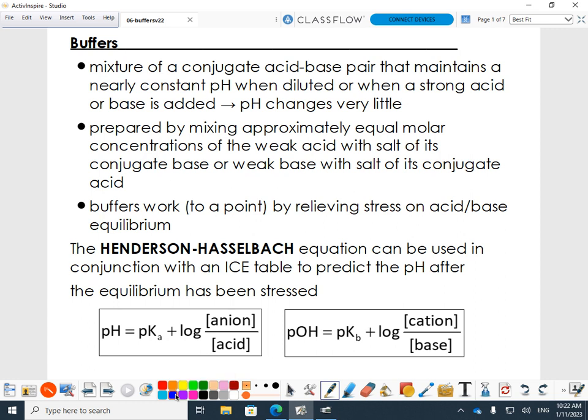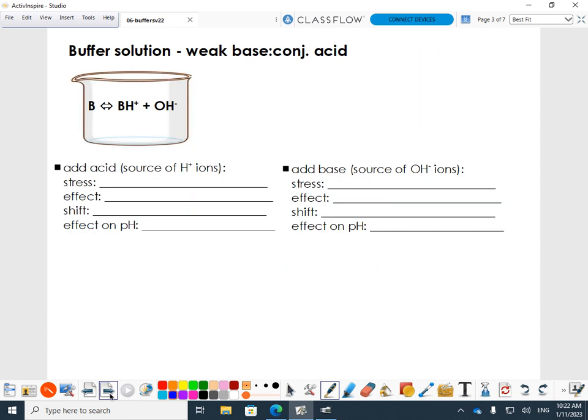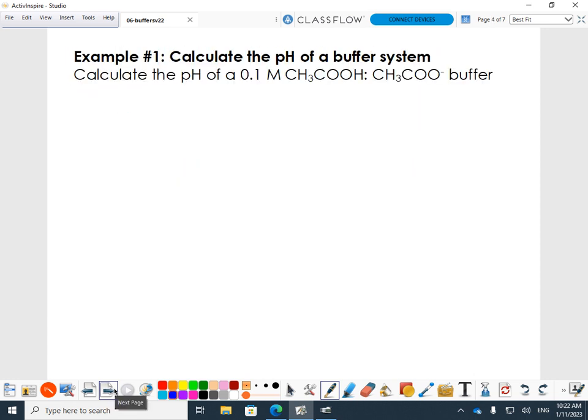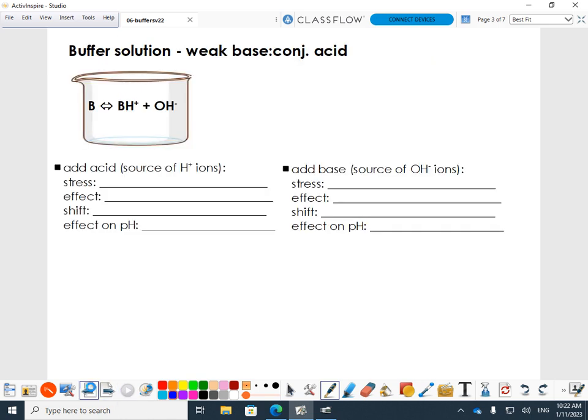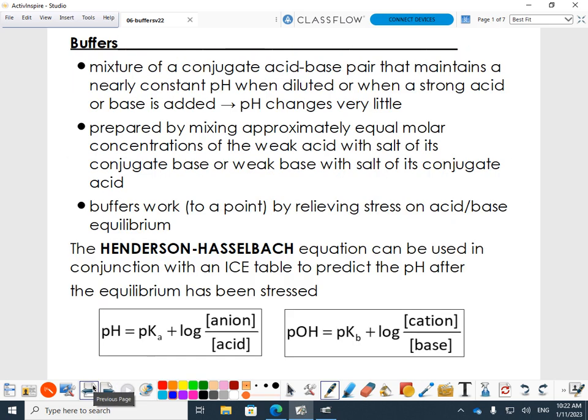When you have a buffer, and we're going to talk about buffer notation, it looks very different from what we've been doing before. Every buffer is a mixture. There has to be some acid and its conjugate base, or a base and its conjugate acid, so that when you add an acid or base to it as a stress, you minimize the change in pH.